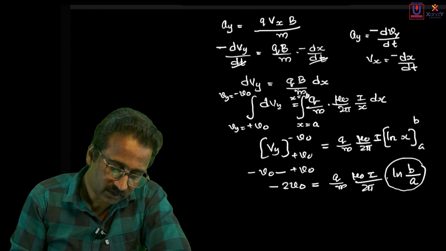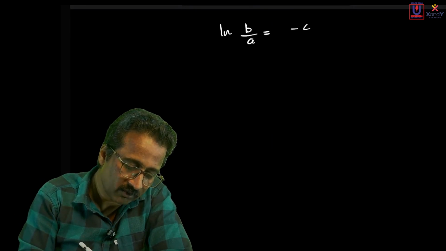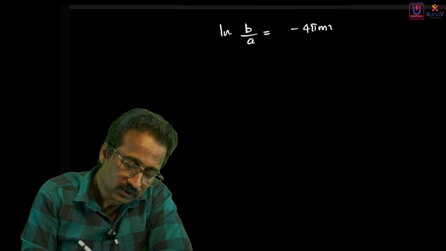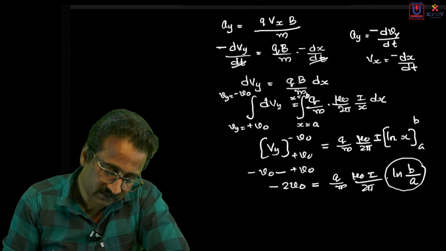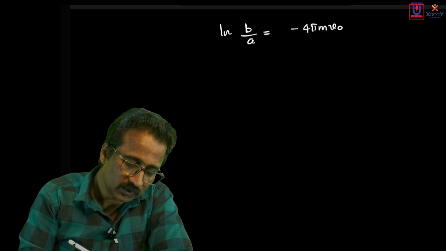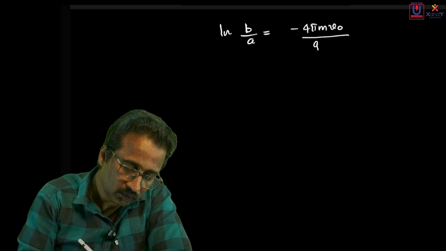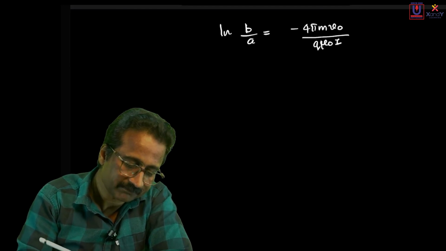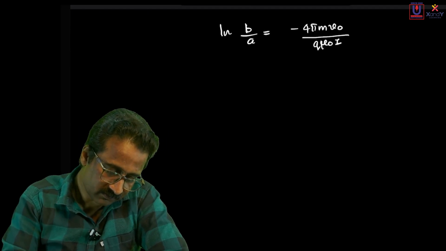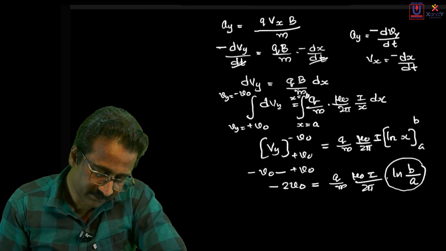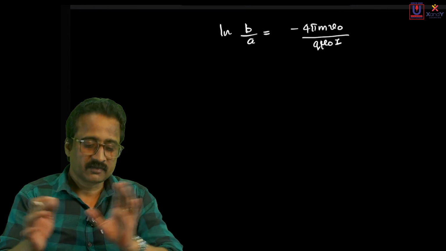It is 2 pi m into minus of 2v, which is going to be minus of 4 pi m v0. Anything missing? Yes, divided by q mu 0 times I. That is the equation we got. Anything missing? Let me confirm. Yes, nothing missing. Now we come to the final step.